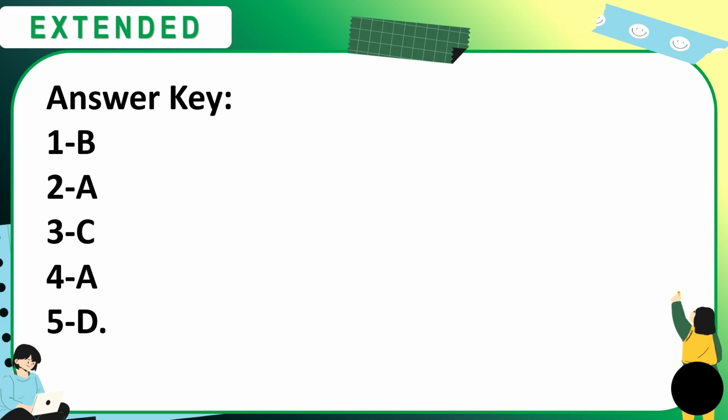Let us check your answers. So the correct answer: number one is B, number two is A, three is C, four is letter A, and then number five is letter D. Okay, so if you miss an item, review whether the mistake was about the purpose, the respondent, or appropriate information or privacy. Okay, so that's it.